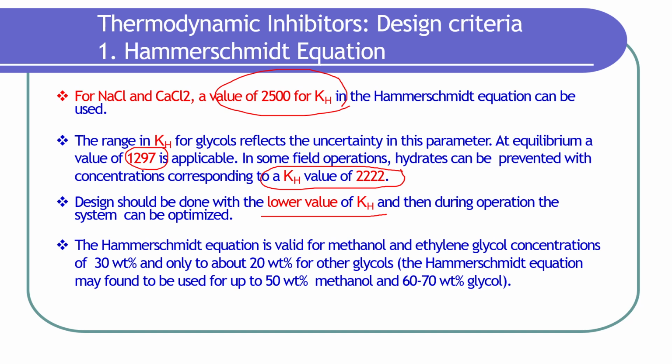The Hammerschmidt equation is valid for methanol and ethylene glycol at concentrations of 30 weight percent, and about 20% for other glycols. Some other resources recommend that you can use the Hammerschmidt equation if the methanol concentration is around 50% and the glycol is around 60 to 70%.